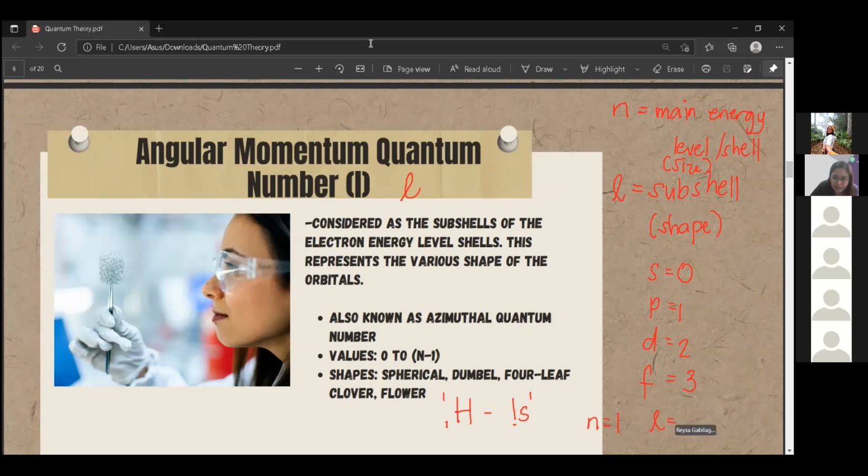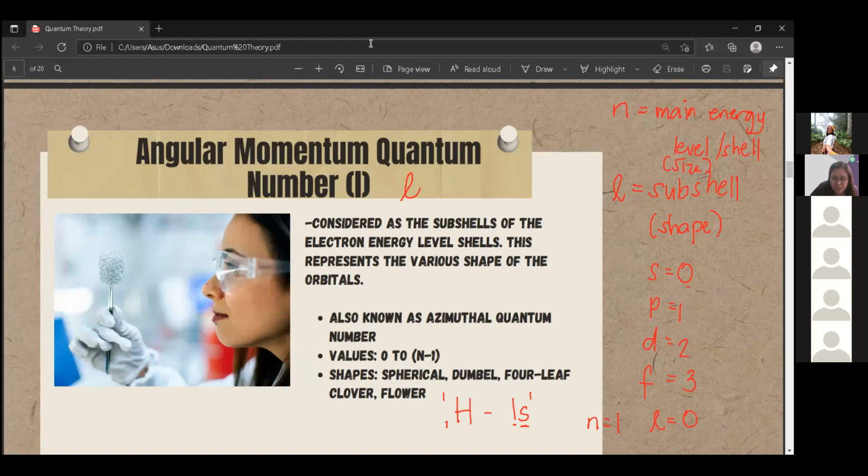It is S here, isa lang naman siya. Pero kung marami yung electron configuration, yung pinaka-last ang titingnan. S ito, so ano ba yung number ng S? It's 0. So the angular quantum number here, again, is 0. Okay, that's how you know the angular momentum quantum number.